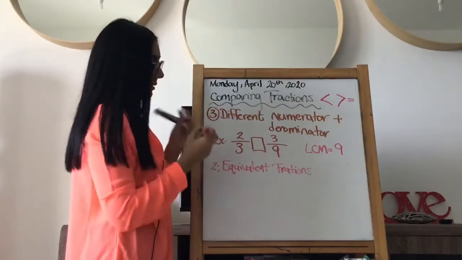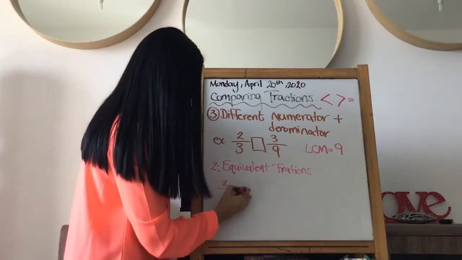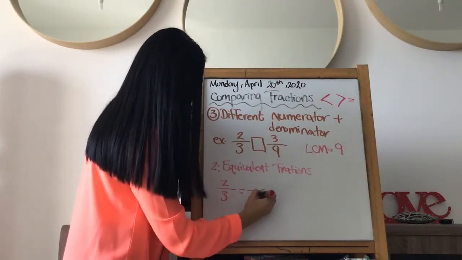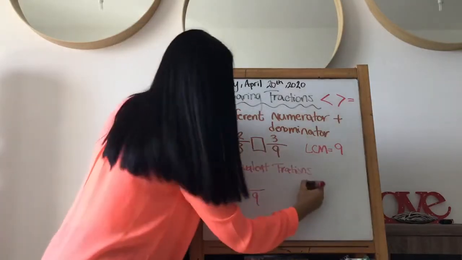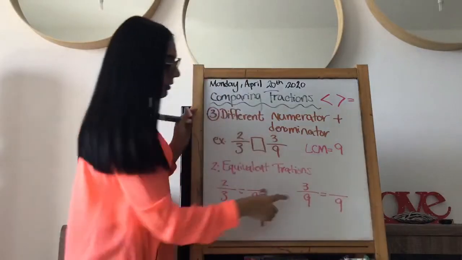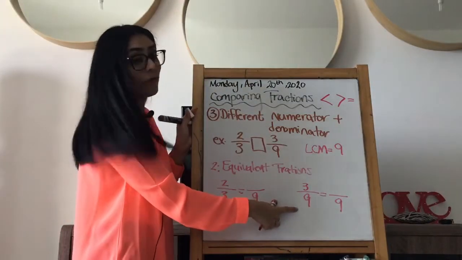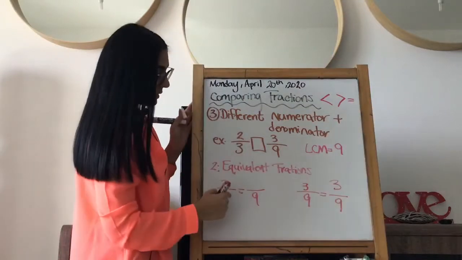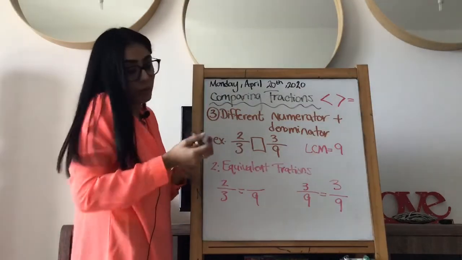So what that means, I need to make 2/3 equal something over 9. And then I need to make 3/9 equal something over 9. Now let's do this one first because it's easy. It's already a 9. You don't even have to do it. It's already done. This one, and you remember your equivalent fractions, right?